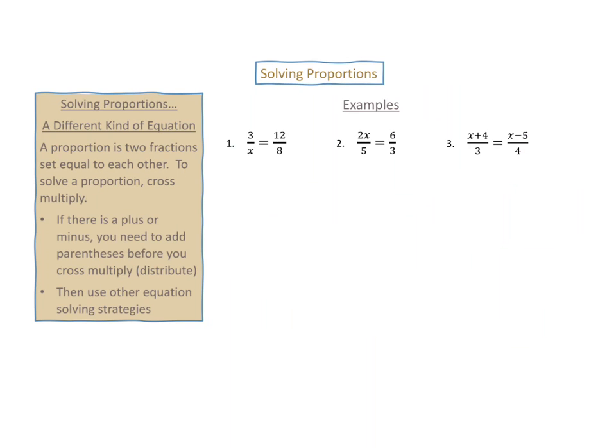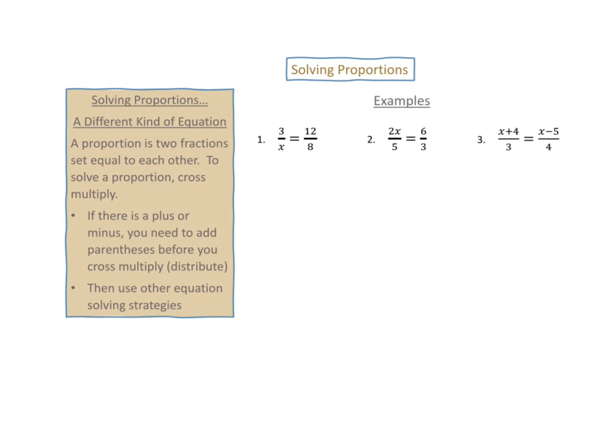All right. Proportions. Proportions are kind of fun, and unlike a lot of math, you're going to use proportions in other parts of your life: chemistry, cooking, even gardening, stuff like that. A proportion is two fractions that are equal to one another. To solve it, all you do is cross multiply and then solve. If you have a plus or a minus, you need to add the parentheses before you cross multiply so you can do distribution and use your other equation solving strategies.